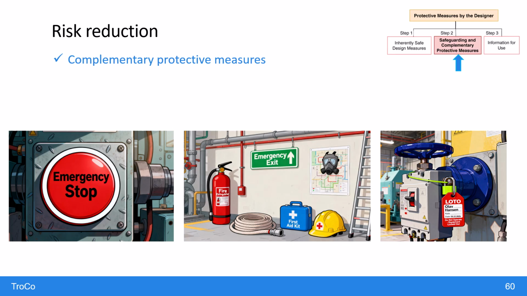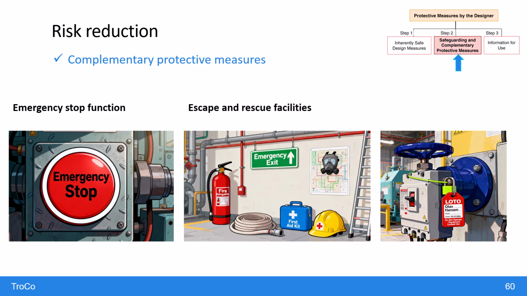Let's look at a few examples of complementary protective equipment. Emergency stop functions must be clearly identifiable, visible, and accessible. They should stop hazardous processes quickly without creating new risks and remain active until they're reset at the starting point, preventing any automatic restart.